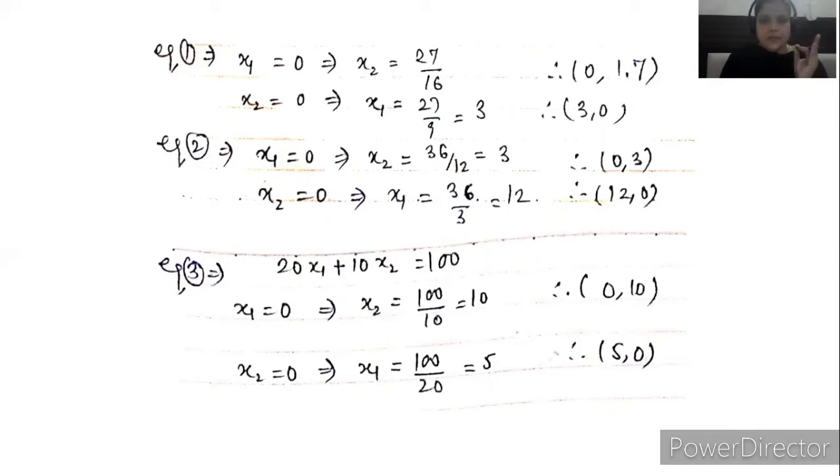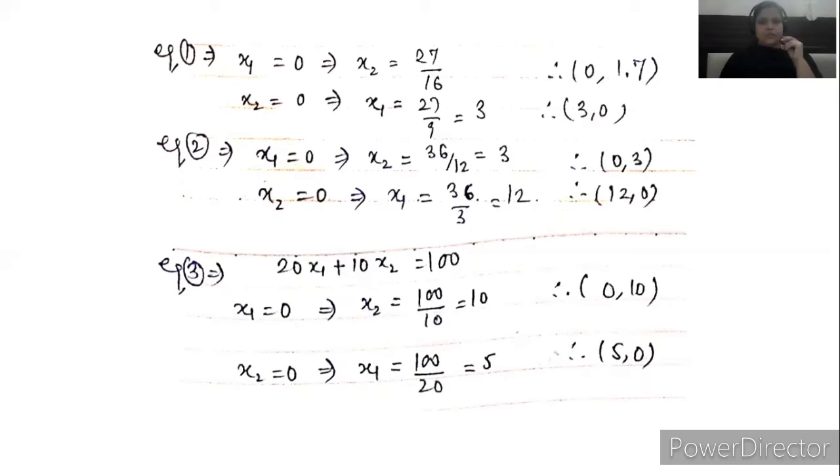Coordinates become 0 and 3. When you put x2 is equal to 0, x1 becomes 36 by 3, that means 12. The coordinates so obtained are 12 and 0. It means when you join 0, 3 and 12, 0 on the graph paper, you will get your second constraint drawn on the graph paper.